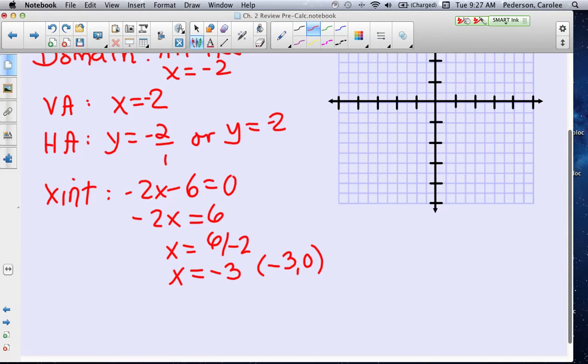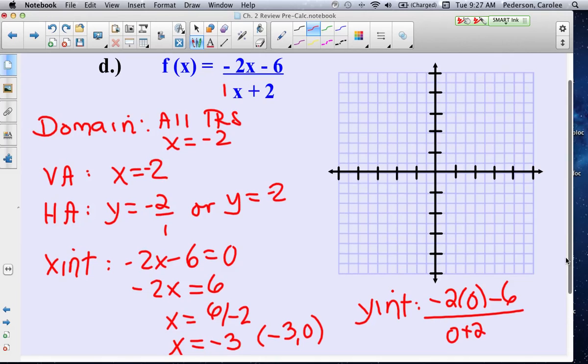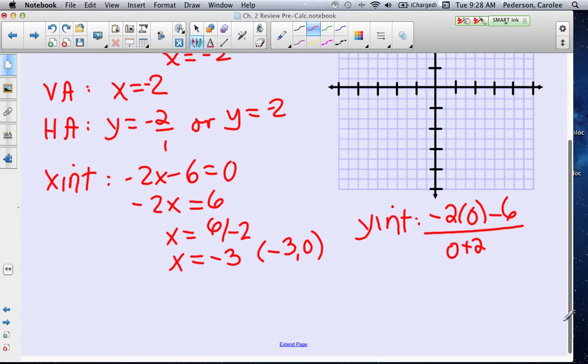Then I go on to find my y-intercept. The y-intercept is when I evaluate the function for 0. So I'm going to substitute a 0 into the function and reduce it down. So I have negative 6 in the numerator and 2 in the denominator, which is negative 3. So I have a y-intercept of 0, negative 3. Then I go on to check to see if there's some symmetry.